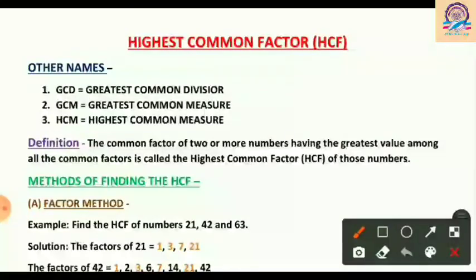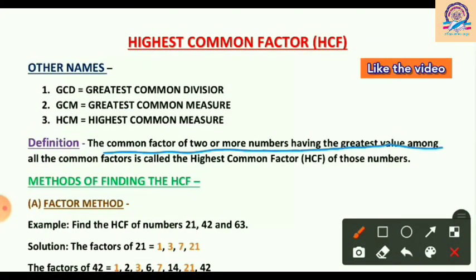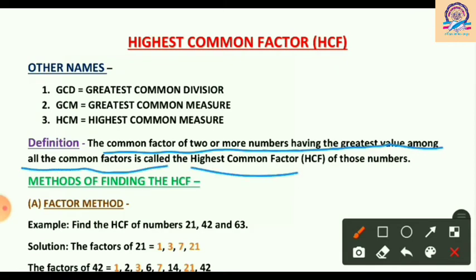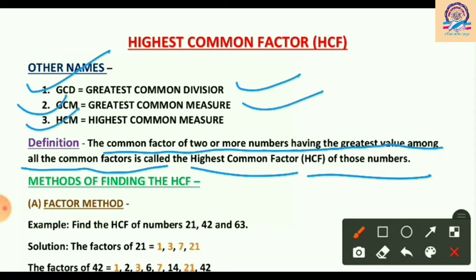The definition is: the common factor of two or more numbers having the greatest value among all the common factors is called the highest common factor of those numbers. Yes. Now it has more names. The first name is GCD, meaning greatest common divisor. Second is GCM, meaning greatest common measure, and the third is HCM, meaning highest common measure.